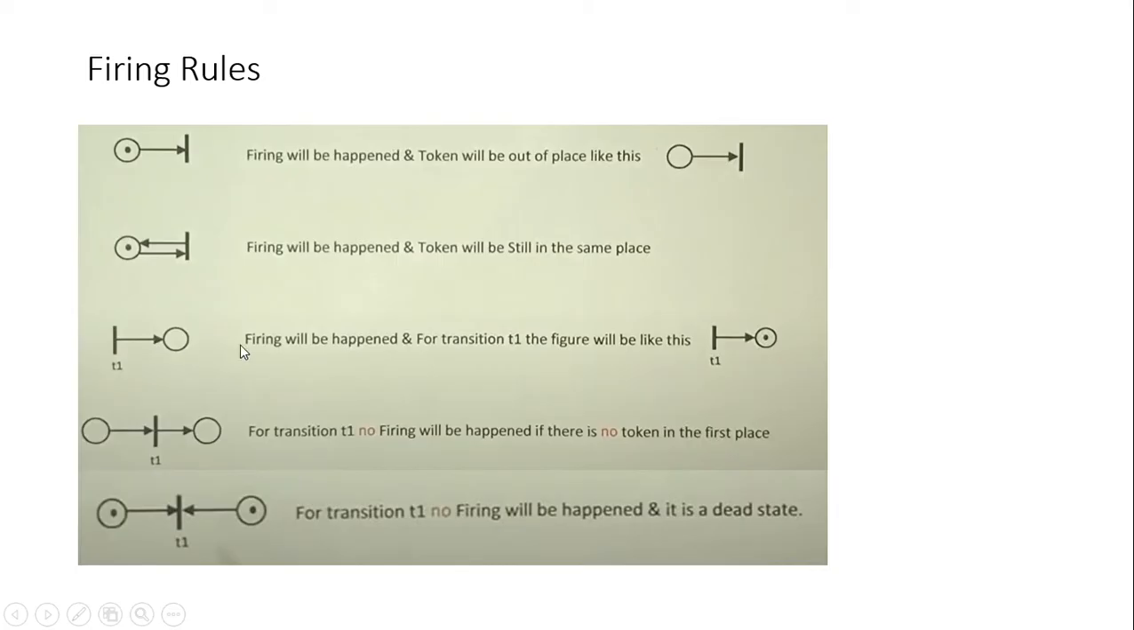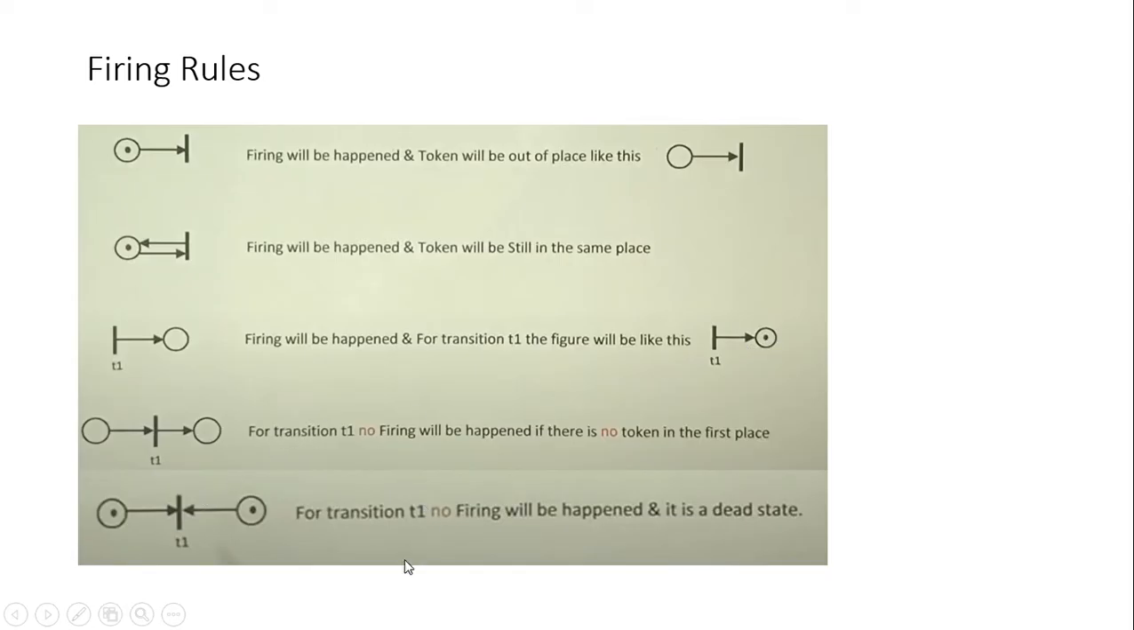And the third one: firing will happen from transition T1. The figure will be like this. So in this model, firing will happen and the token will be here. We see that firing will happen and the token will enter here.